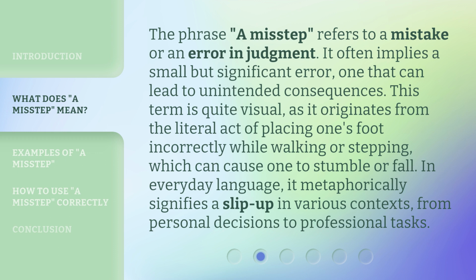The phrase, a misstep, refers to a mistake or an error in judgment. It often implies a small but significant error, one that can lead to unintended consequences. This term is quite visual, as it originates from the literal act of placing one's foot incorrectly while walking or stepping, which can cause one to stumble or fall. In everyday language, it metaphorically signifies a slip-up in various contexts, from personal decisions to professional tasks.